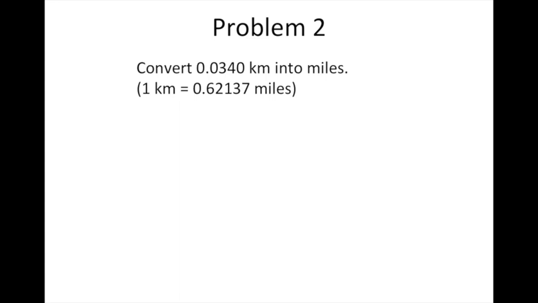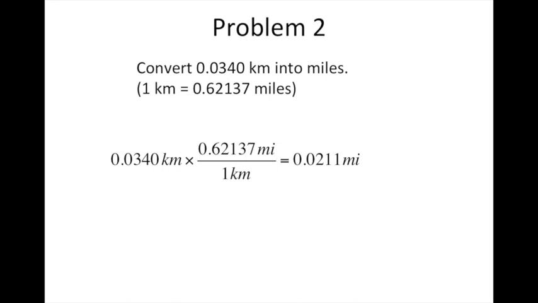Okay, so we would want to start by taking our given quantity, our 0.0340 kilometers, and we need to multiply it times our conversion factor. So we write our relationship as a fraction. We want to convert from kilometers into miles so that my units of kilometers cancel and I end up with miles.